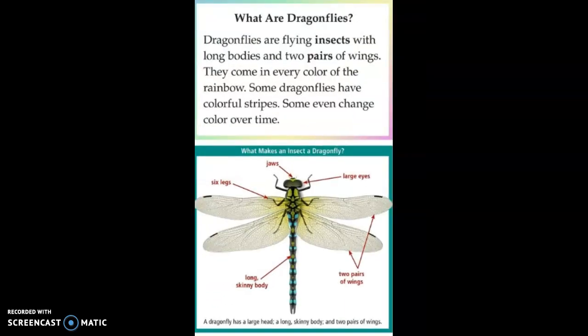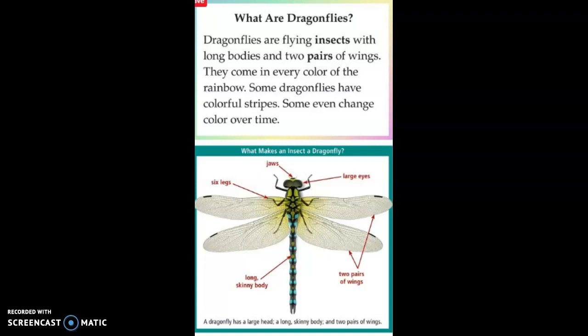So let's go ahead and continue reading, see if we can find some supporting details. What are dragonflies? Dragonflies are flying insects with long bodies and two pairs of wings. They come in every color of the rainbow. Some dragonflies have colorful stripes. Some even change color over time. I am going to stop there.